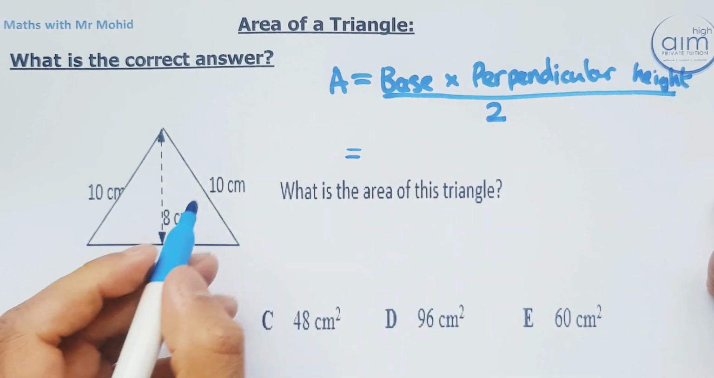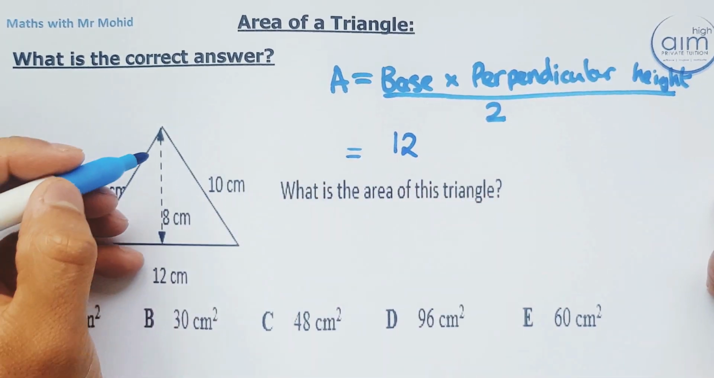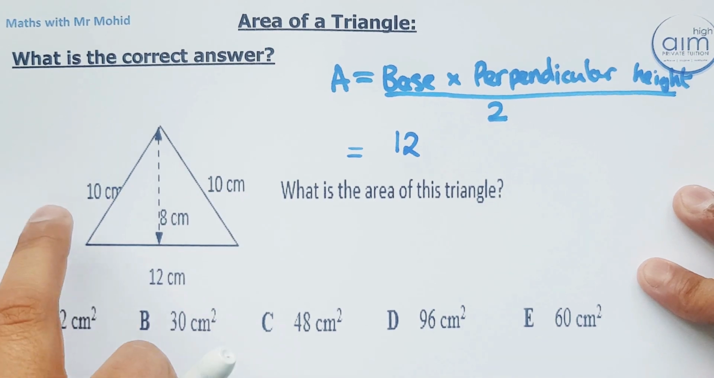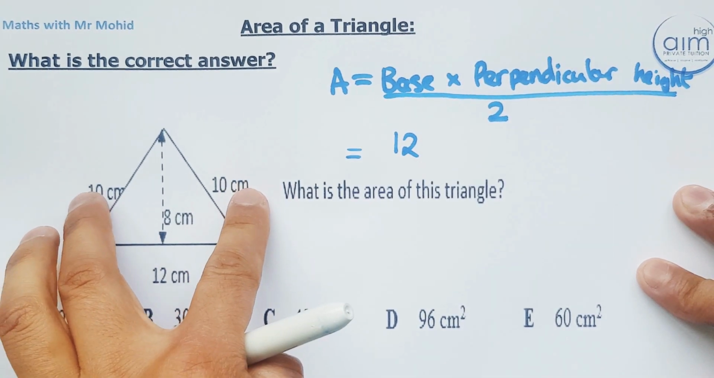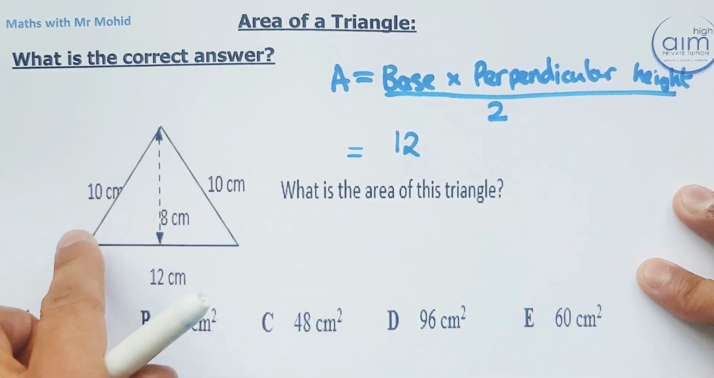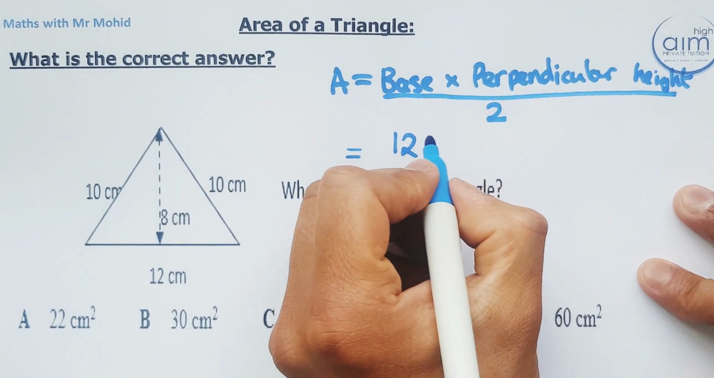So the base of the triangle is 12. The perpendicular height is 8. It's not going to be 10. These are the slanted heights. A lot of the times the exams come up with the slants, and they're there to confuse you, so you don't need to worry about that.